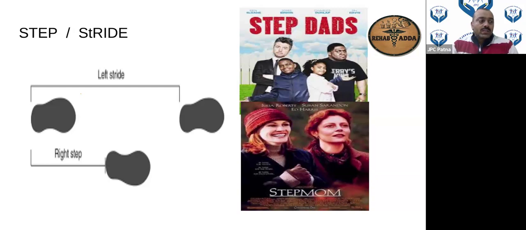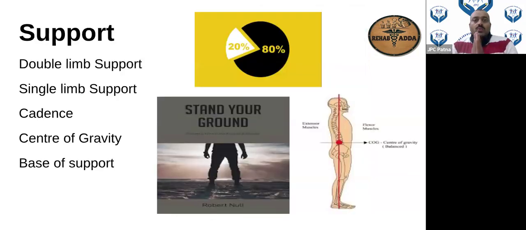There are things which you must know. There are different types of support, cadence, center of gravity, base of support. These contribute to and determine the normal gait. What is double limb support? Double limb support is the part when both lower limbs are in contact with the ground during any gait cycle. It is around 20%. Single limb support is when one limb is in the air, in swing, and the other limb is in touch with the ground. That is about 80%.